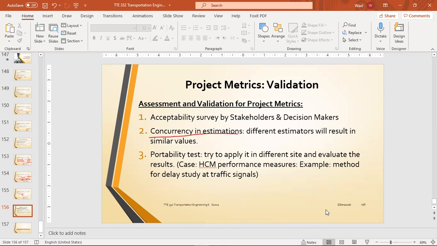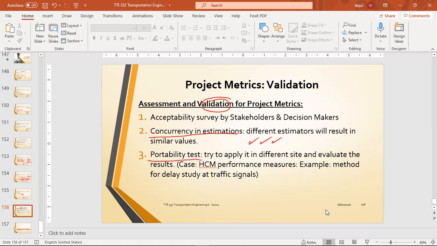Concurrency in estimation means that if Qusay is conducting this KPI and making an assessment for it, he will come up with a value. Then Jasim will come up with the same or almost identical value, and Abdulaziz will come up with the same, and this means different estimators result in similar values. Then this metric is valid and usable, because different people, when they apply it, come up with almost the same value. It's not necessarily exactly the same value, but you will be more or less within the same line. Then there is also the portability test.